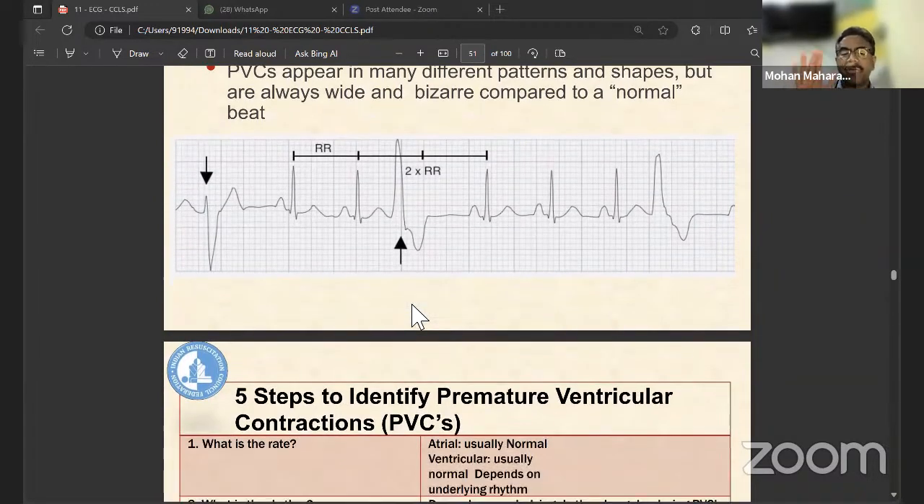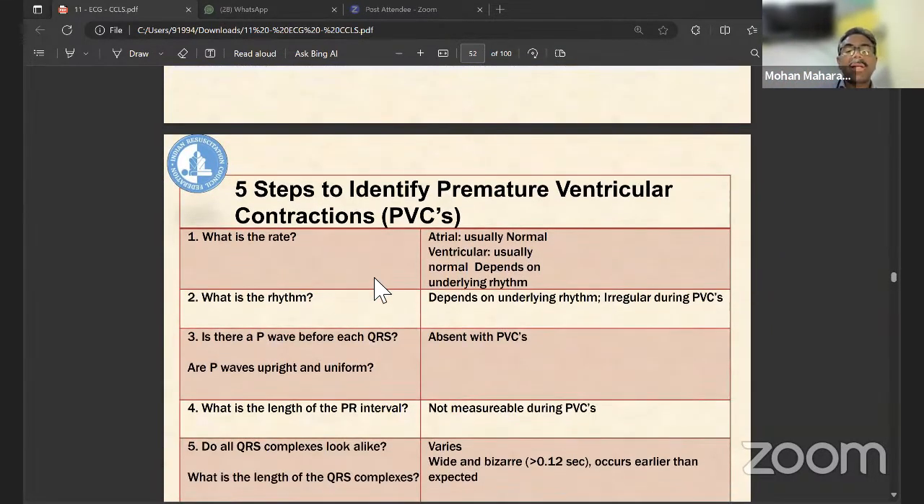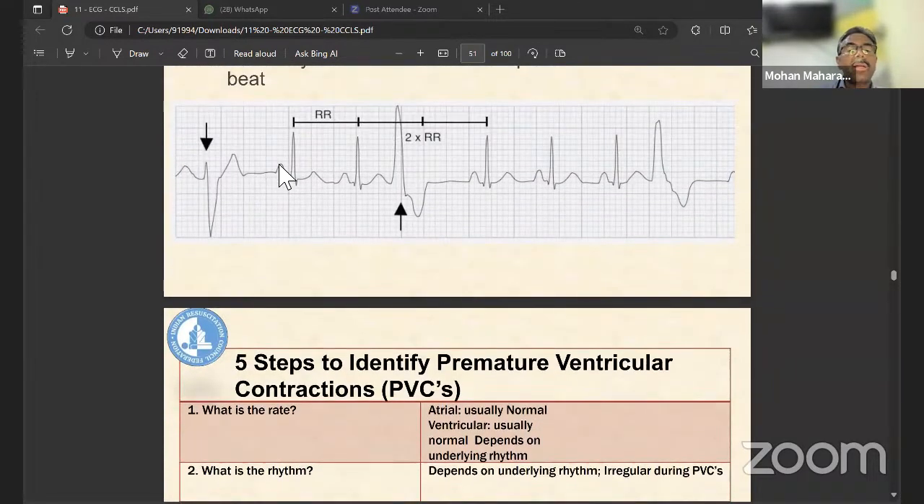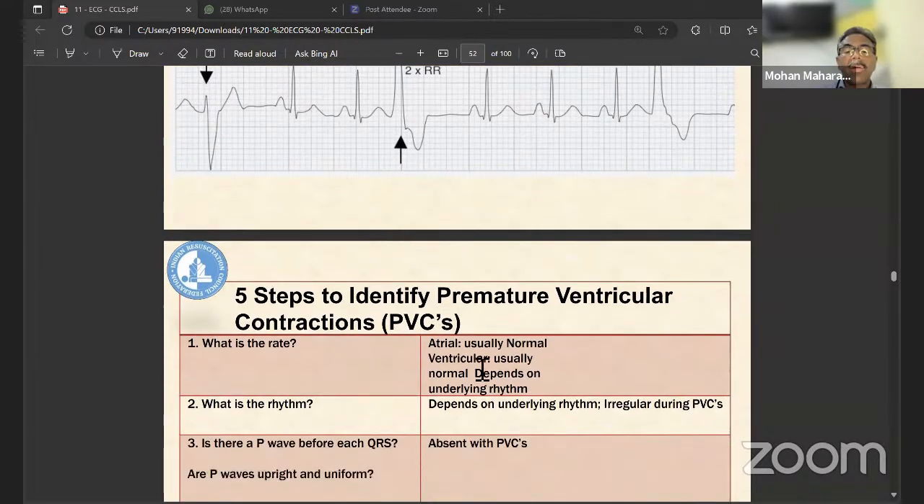Easy. Again, the same five steps to identify every rhythm, every pattern. Look at how it goes. What is the rate? Atrial, usually normal. Ventricular, usually normal, depends on the underlying rhythm. What is the rhythm? You have to see PP and RR. It depends again on the underlying rhythm, irregular with PVCs. There is an irregularity between these PVCs. Can you see this and this?